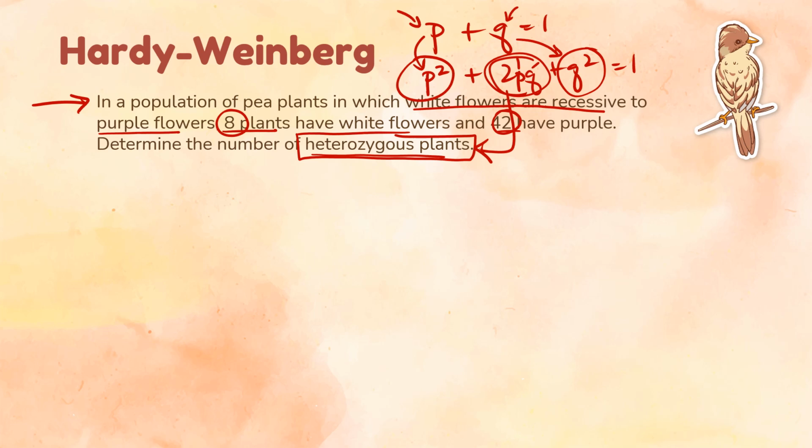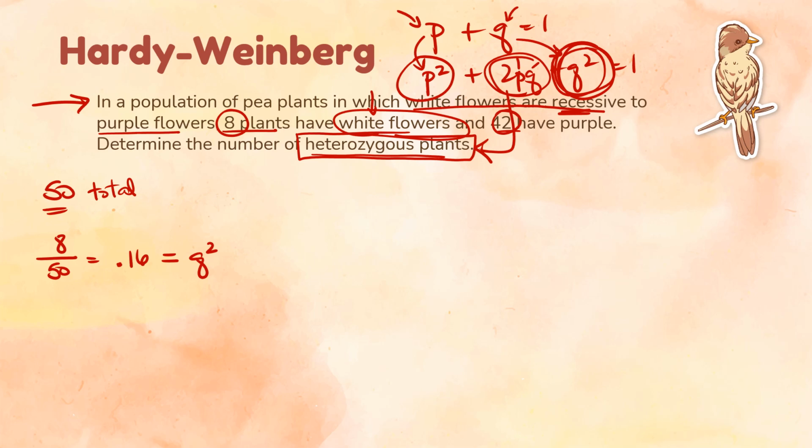So 8 and 42 give us a total number of 50 plants. I need to know that I have 50 total plants so that I can calculate some frequencies. 8 white flowered plants out of 50 total, 8 divided by 50, gives me a 0.16 frequency of these white flowered plants. To get white flowers, which are recessive, we need to be homozygous recessive. Homozygous recessive is Q squared, so 0.16 is equal to Q squared. My other 42 out of the 50 flowers, that's 0.84.